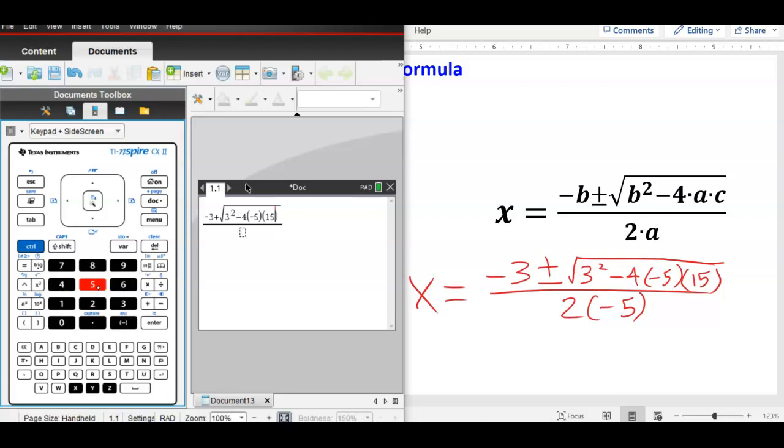So the plus sign comes first, and then I'm going to put square root. So I'm going to do control x squared, 3 squared minus 4, parentheses -5, parentheses 15. Then you go control x squared, right by the 4. And then all over 2a, 2 times -5. I'll give you a second. Try to make sure you can type that in correctly, because if you can't do it on the warm-up, then by golly, I don't know how you're doing it.